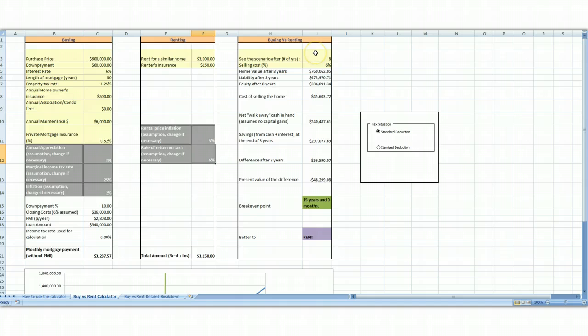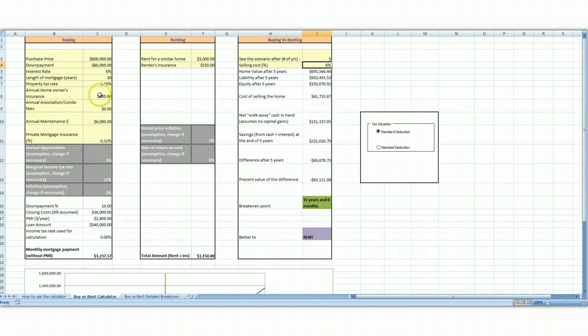The other cells you can input is the number of years you are expected to stay in this house. If you think you will be staying for 15 years, just put it here. If you think you will be in this house only for 5 years, just change it here and see how the scenario plays out. And the selling cost here, I have assumed again the standard selling cost of 6%. Feel free to change all the cells and see how that plays out.